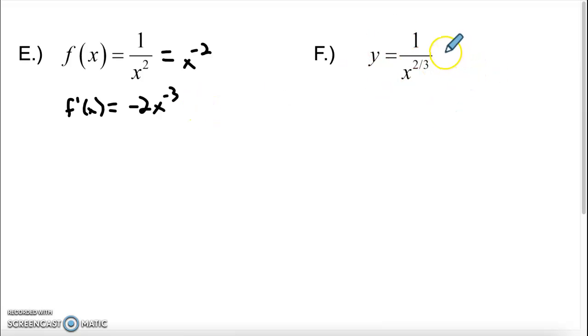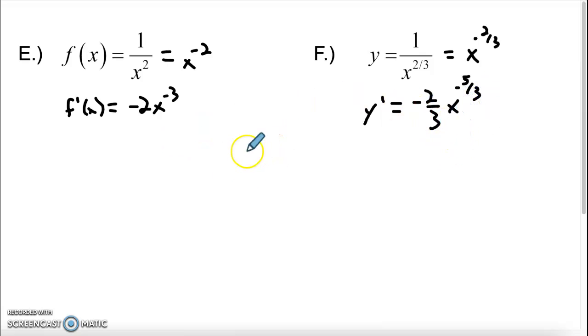Okay? Here, same thing. Before I take the derivative, I can rewrite this as x to the negative 2/3. And then I can bring that exponent out front and subtract 1 from the exponent. So negative 2/3 minus 1 would be negative 5/3. Okay, and these would be my derivatives.